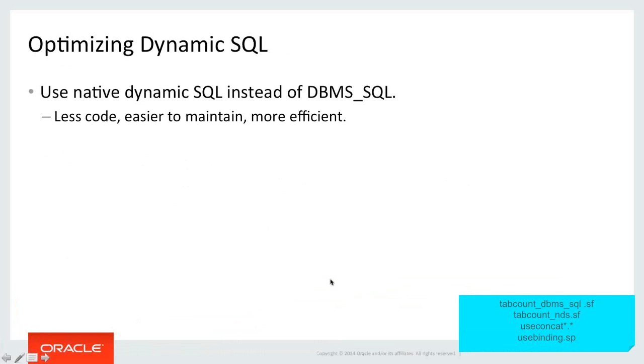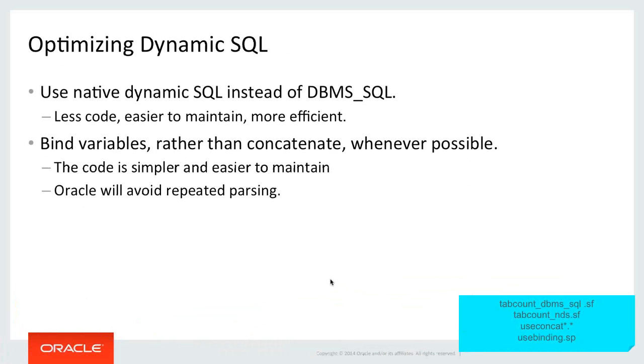Optimizing dynamic SQL, there are a couple things to be aware of. First of all, hopefully you all know this, use native dynamic SQL, execute immediate, instead of DBMS_SQL. DBMS_SQL has been around since Oracle 7, and it is a very powerful package, but it's very complicated, and it's relatively slow compared to execute immediate, which was introduced in Oracle 8. So for almost every dynamic SQL situation, you should use execute immediate. DBMS_SQL is essentially reserved for the most complex outlier requirements. On a more routine basis, the most important thing from a performance standpoint is bind rather than concatenate whenever possible.